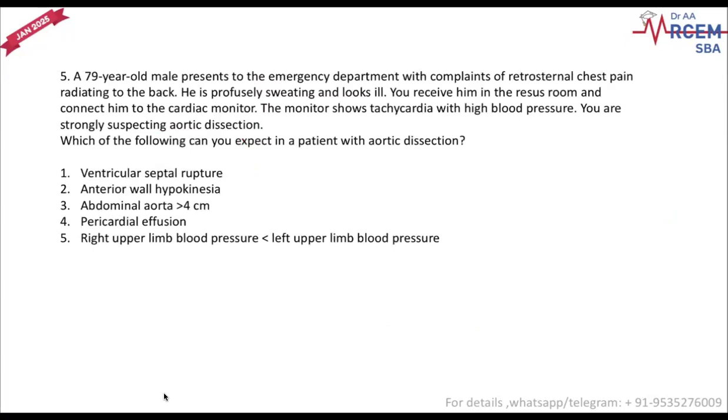A 79 years old male presents to the emergency department with complaints of chest pain radiating to the back. He is profusely sweating and looks ill. You receive him in the resuscitation bay, connecting the cardiac monitor. Monitor shows tachycardia and high blood pressure. You are strongly suspecting aortic dissection. Which of the following can you expect in an aortic dissection?